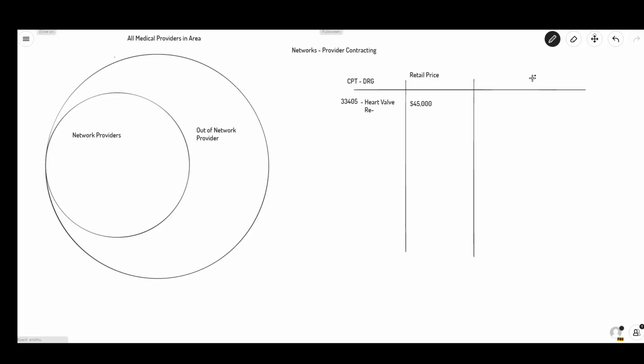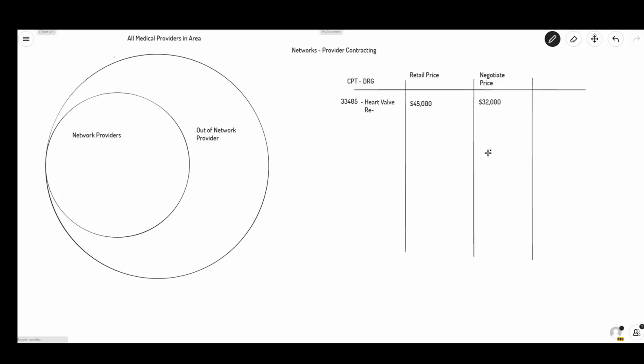So the insurance company comes in and says, okay, for those providers that we enter into a contract with, so that would be everybody over here, we are going to negotiate a different price. They're going to say, we don't want to pay that full retail price. We think we can negotiate a lower price. And so they say, we're going to pay you something different. We're going to pay you, and I'm making up numbers here, $32,000. And so obviously, it's a way that the insurance company manages its costs.